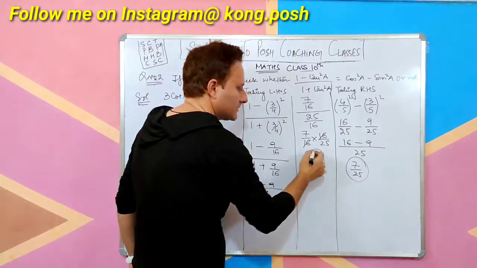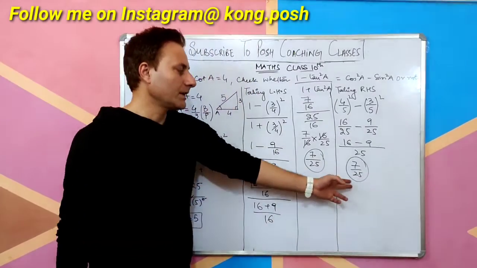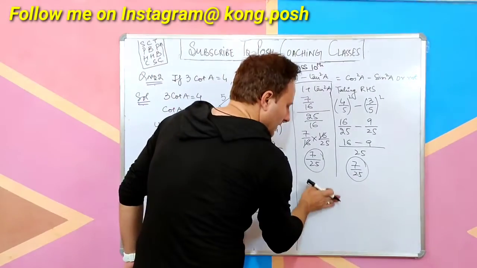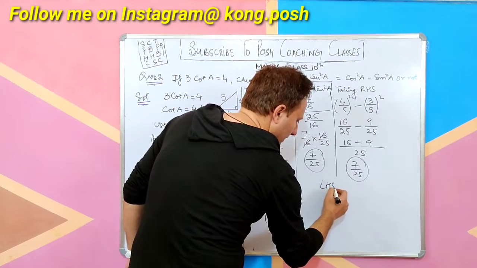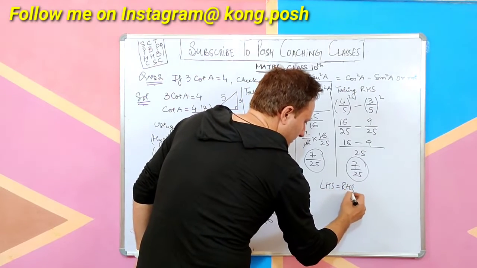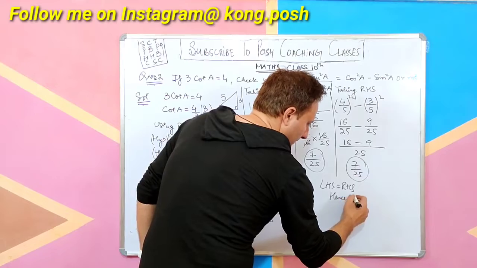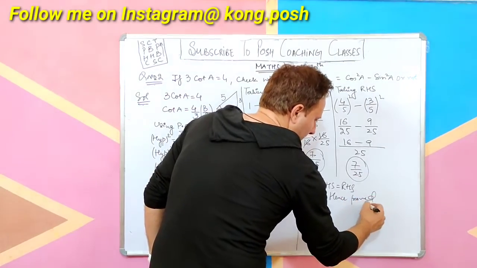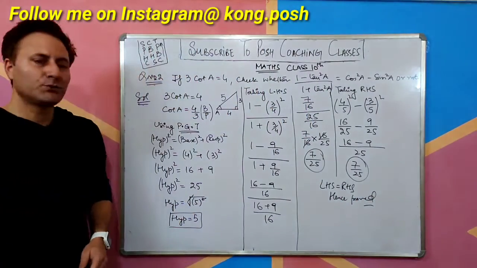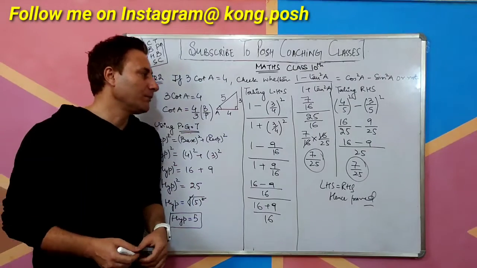If you see this and this, means left hand side is equal to right hand side. I'll just put it here, LHS is equal to RHS, hence proved. Right, I hope you got this one. Very easy and very important as well.